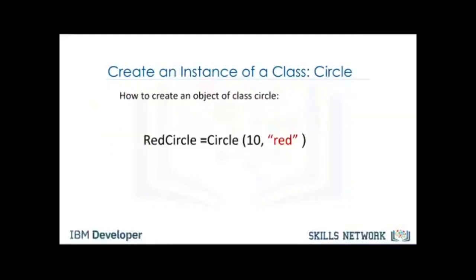After we have created the class, in order to create an object of class circle, we introduce a variable. This will be the name of the object. We create the object by using the object constructor. The object constructor consists of the name of the class, as well as the parameters. These are the data attributes.